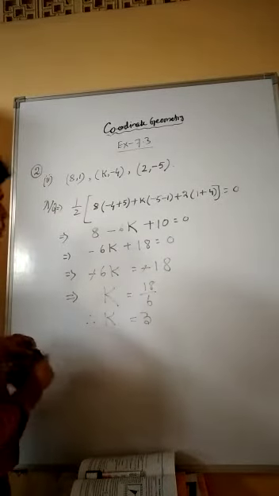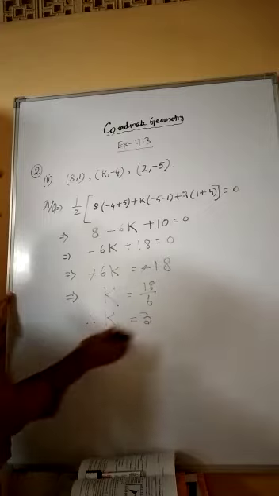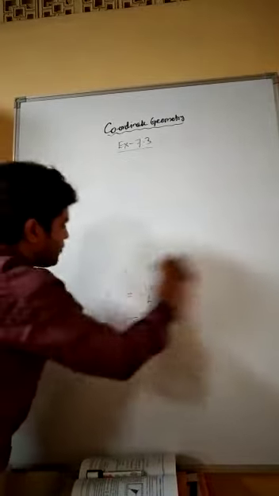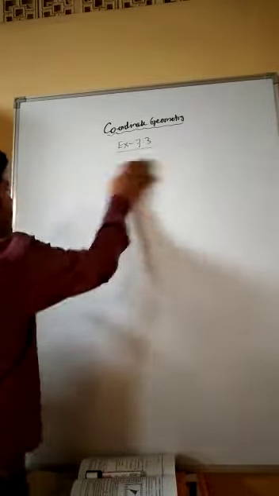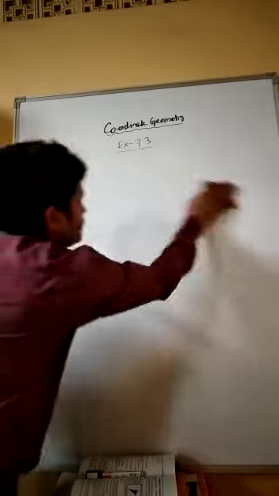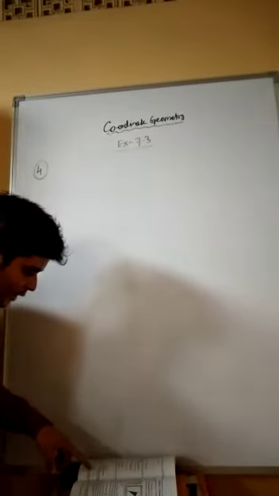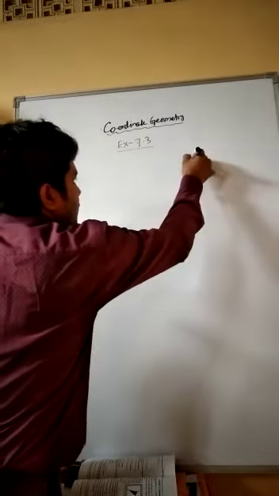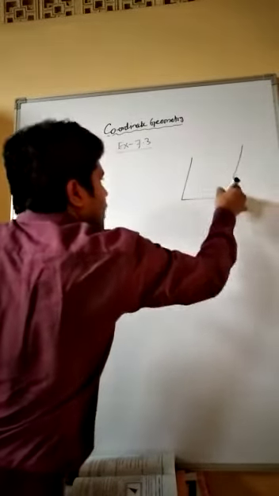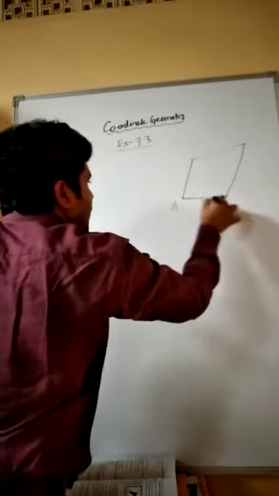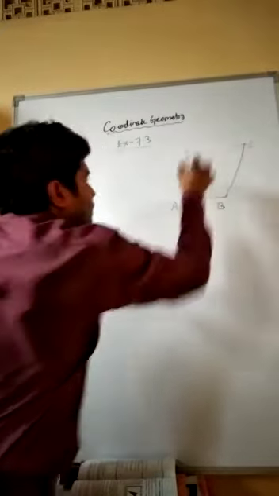Next I am taking one example from this exercise only. Others are very easy problems. You can solve them at your home. I am taking example number 4. This is a good example. You see, one quadrilateral is given. There are 4 vertices given also. So I am drawing here any one quadrilateral. Suppose this one is A, B, C, and D.